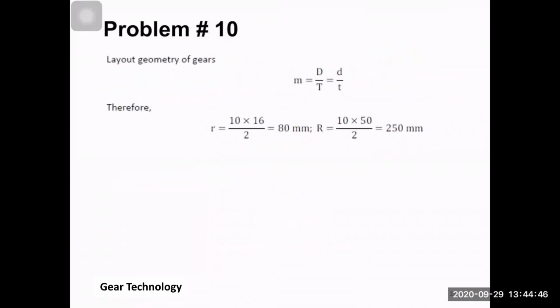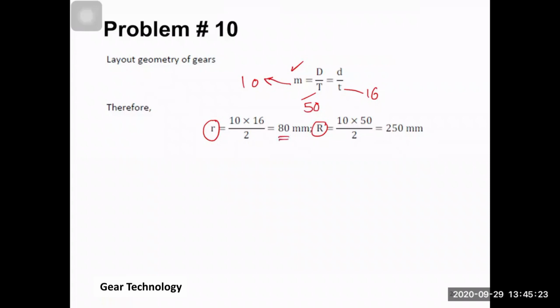Then using the module relation here, we can find the diameters for both the pitch circle of the pinion and the pitch circle of the gear, right? The module is given as 10. The number of teeth here is given as 16, and here the number of teeth is 50, and the module is 10. So using this relation, we can find the small r and capital R, which are the pitch circle radii for both the pinion and the gear.